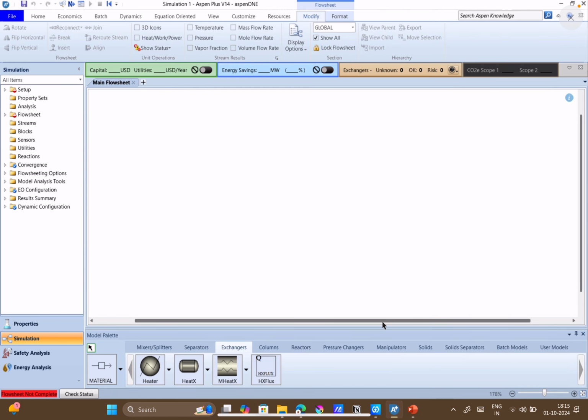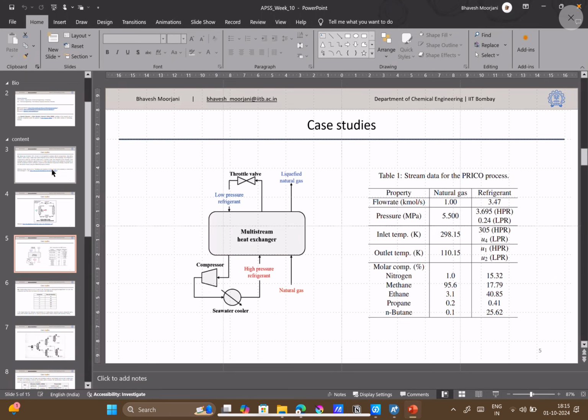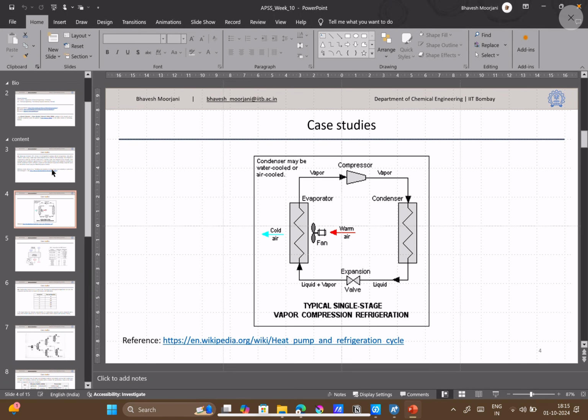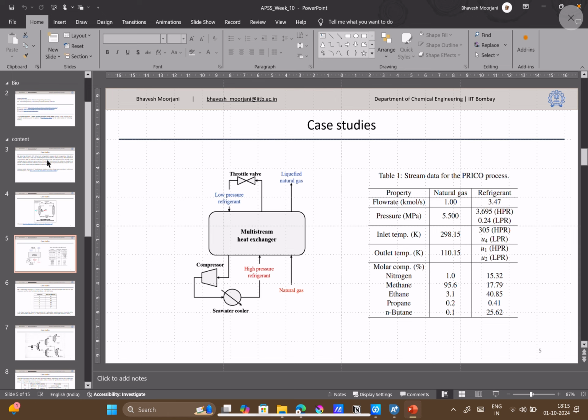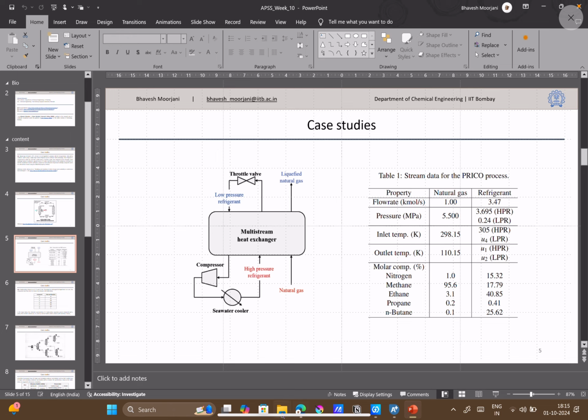So what we will do is try to simulate this. For that, first, let's add the feed components here. So what has been provided to us? We have a natural gas which is being liquefied via LNG, and the refrigerant mixture. The refrigerant mixture is also given, so we will need its composition. Here the molar composition of the refrigerant mixture is given. It's made up of nitrogen, methane, ethane, propane and n-butane. So we will add all these components and then try to simulate this LNG process.